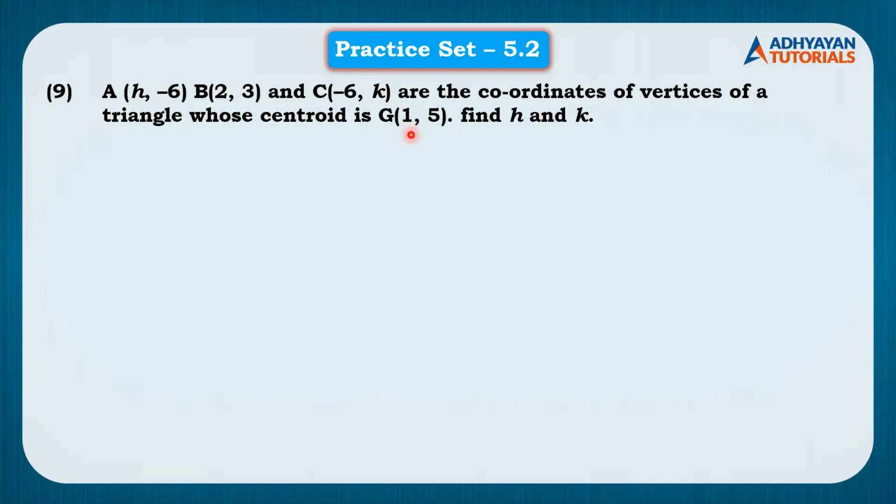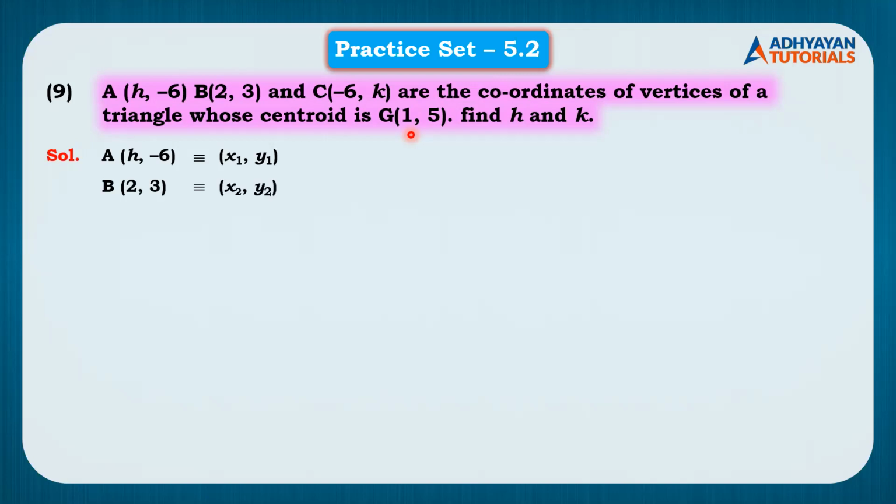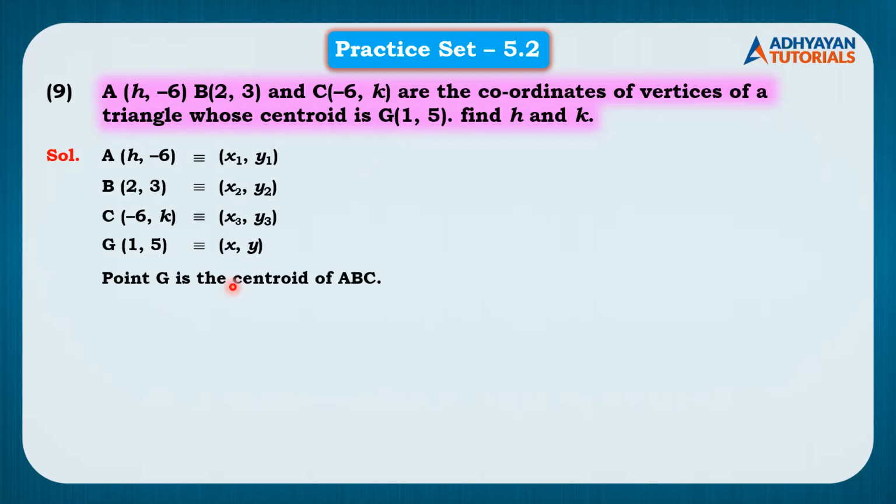So students, remember, when the coordinates of centroid are given to us, we will take the formula for x separate and we'll take the formula for y separate. Got it? Meanwhile, we'll write down the given information. A (h, -6), we assume them to be x1, y1. B (2, 3) coordinates will be x2, y2. C (-6, k) coordinates will be x3, y3. G (1, 5) is the centroid of triangle ABC. So G (1, 5) means we'll assume the coordinates as x, y. Clear? And G is the centroid of triangle ABC.